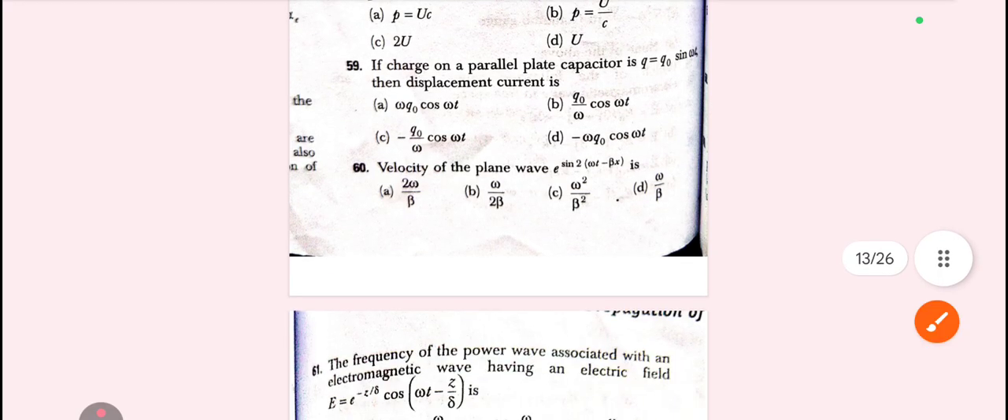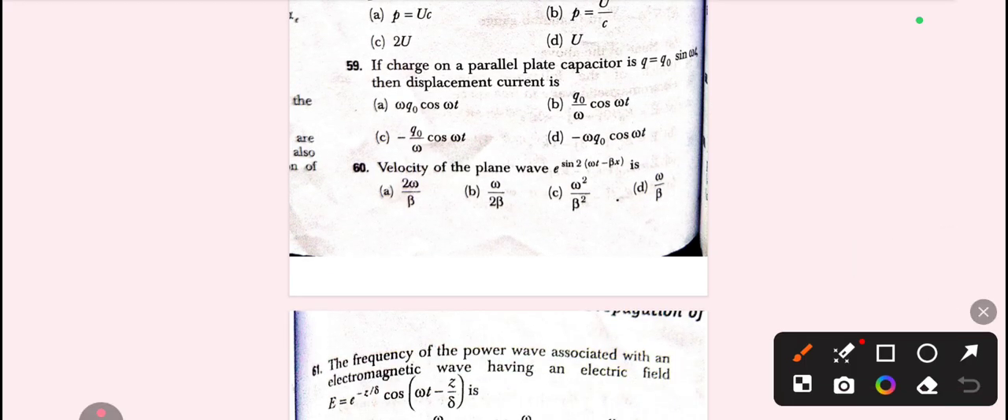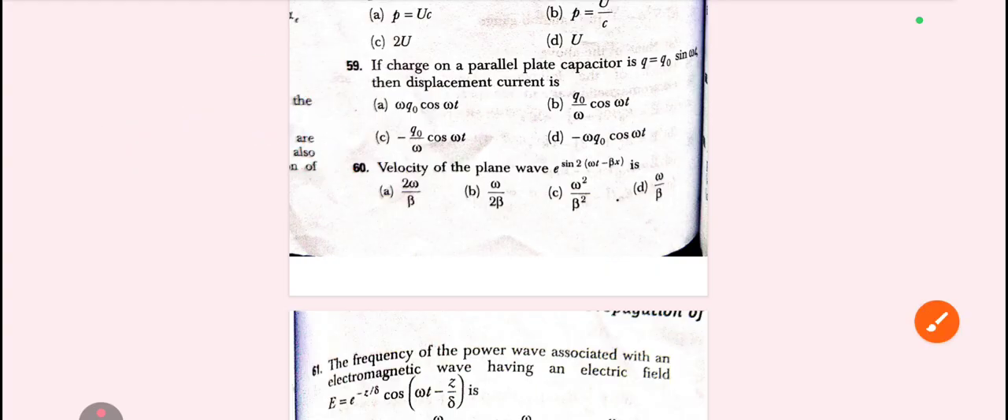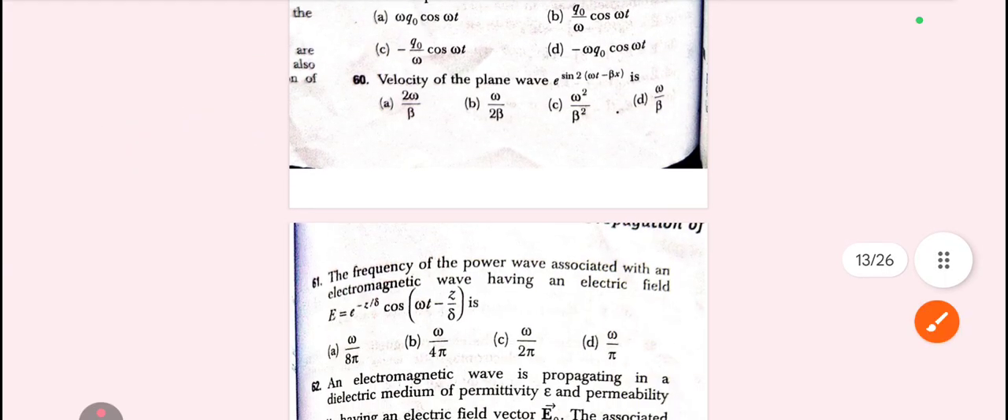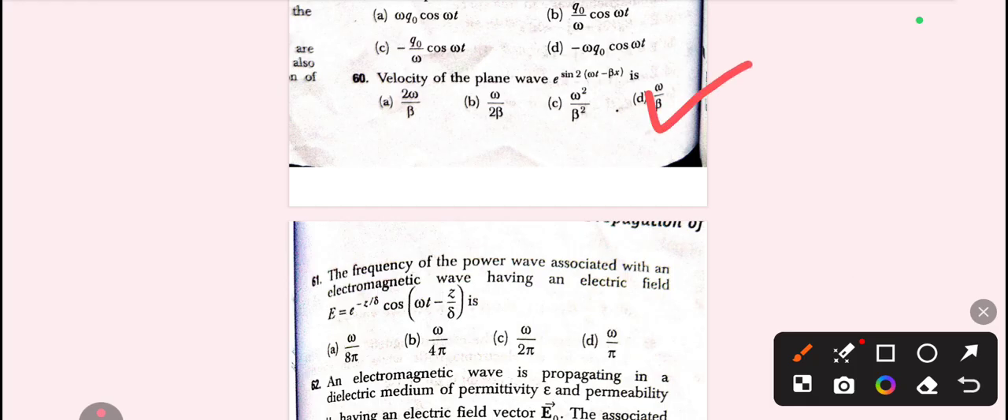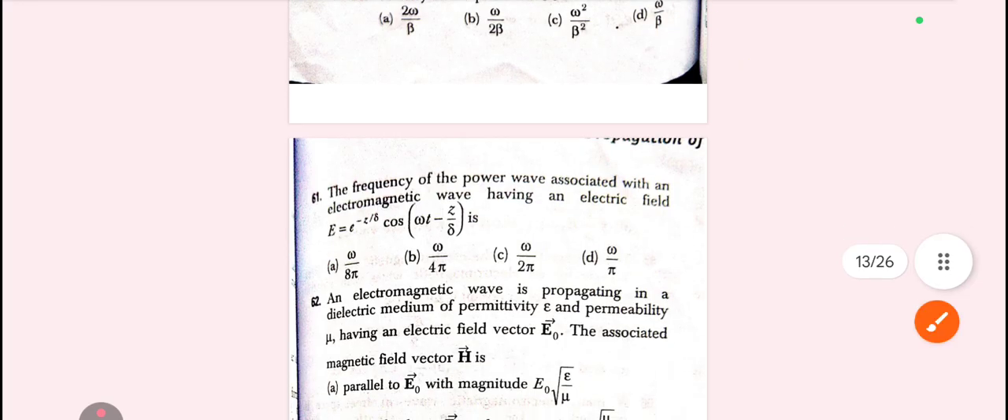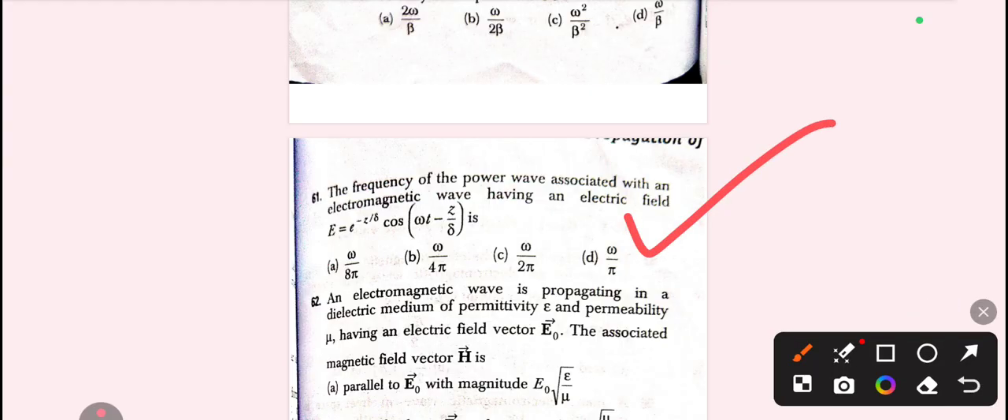We have question number 60, velocity of a plane wave. Velocity V equals omega upon K. Here K is beta. Then we have velocity equals omega upon beta. This is question number 60. The right option is D. We have question number 61, the frequency of the power wave associated with an electromagnetic wave having electric field. Again, the right answer is D.